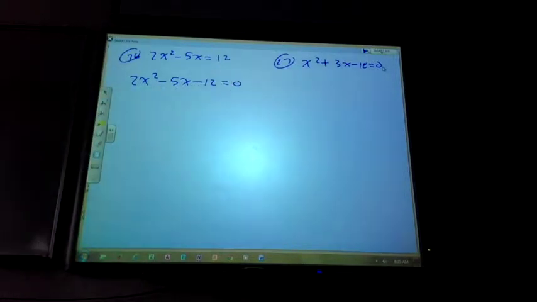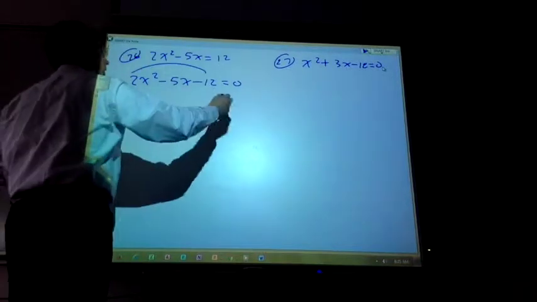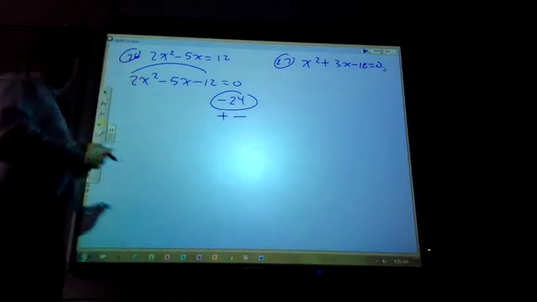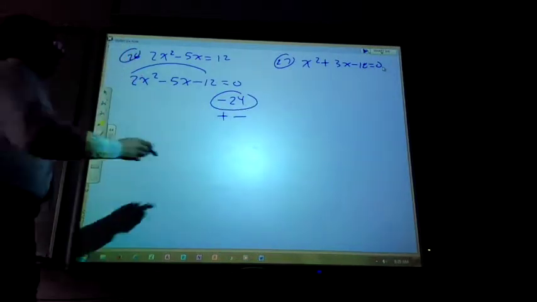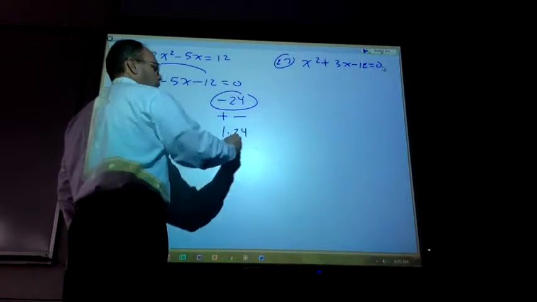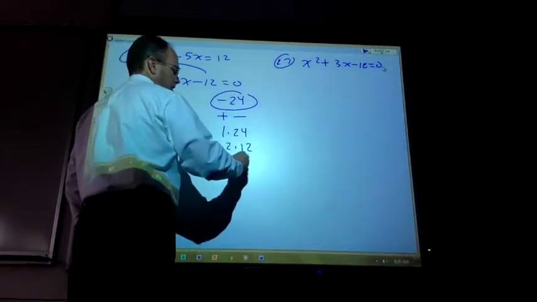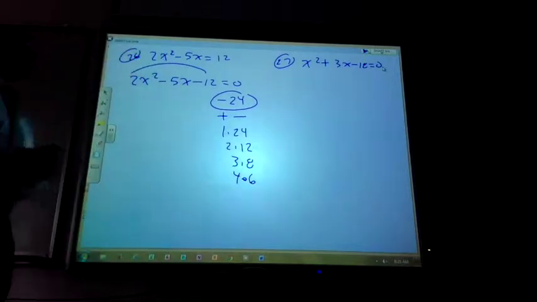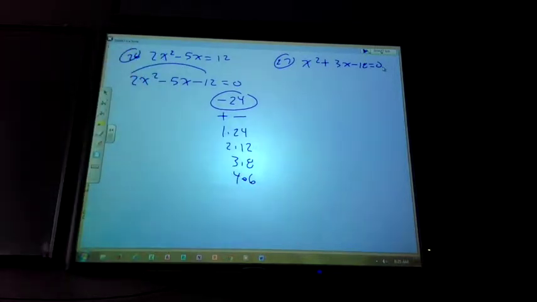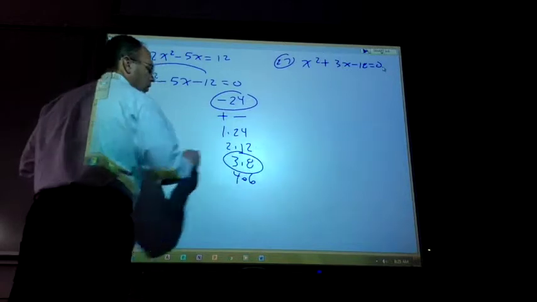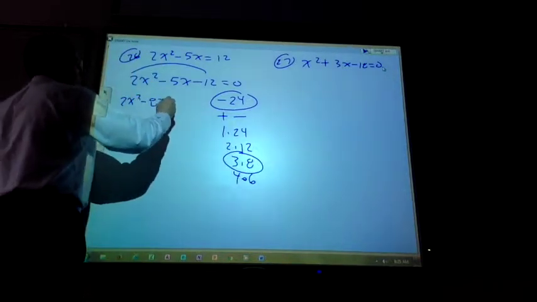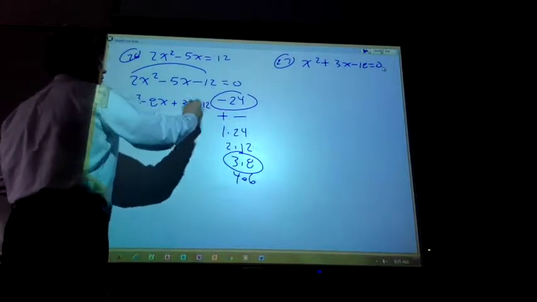Okay? I don't have a greatest common factor. They all don't have an x in common. So I'm going to multiply those together. That gives me negative 24. In order to get a negative number, I need a positive and negative. Agree? And I list the factors of 24. So I have 1 and 24, 2 and 12, 3 and 8, 4 and 6. Which of those, one being positive, one being negative, would add up to be negative 5? 3 and 8, which one has to be negative? Negative 8. So I have 2x squared minus 8x plus 3x minus 12.